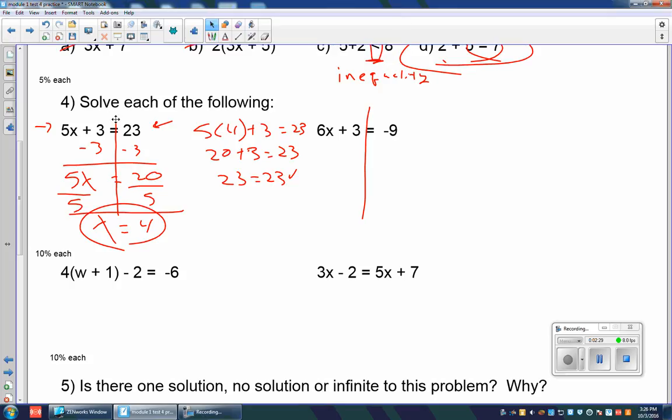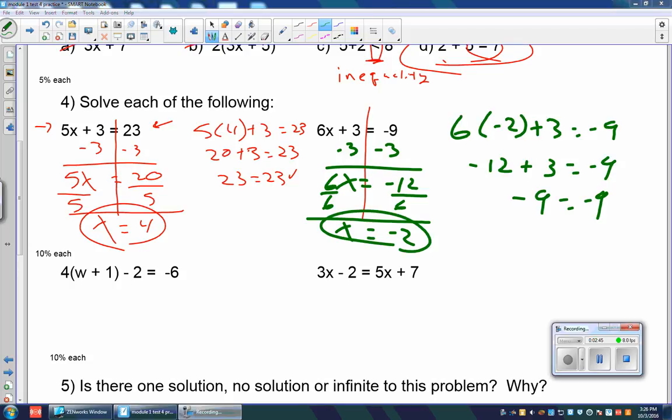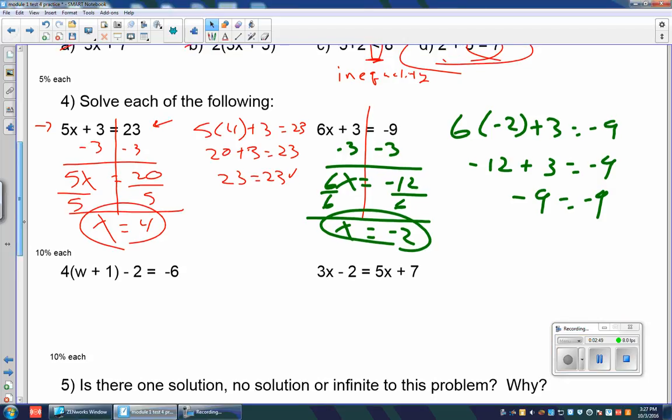Draw the big line. Combine like terms on the left-hand side. Combine like terms on the right-hand side. There's nothing to combine. So we have 6x equals negative 12. Divide both sides by 6 because it's the opposite of multiplication. X equals negative 2. We can plug it in and check. And we have that it does check. Negative 9 equals negative 9. If you want to hit pause, take a look at it. Great. If you don't, let's move on to the next one.